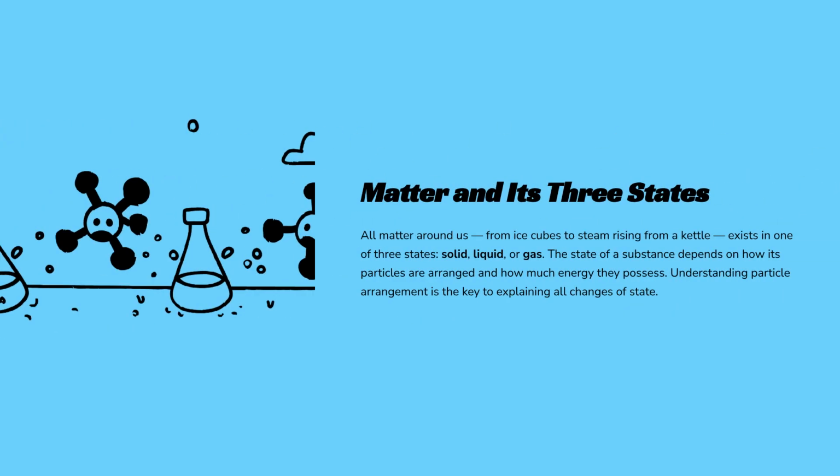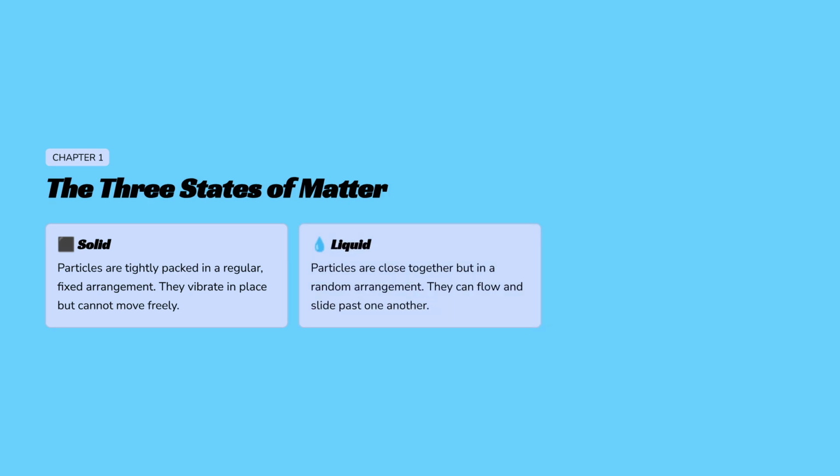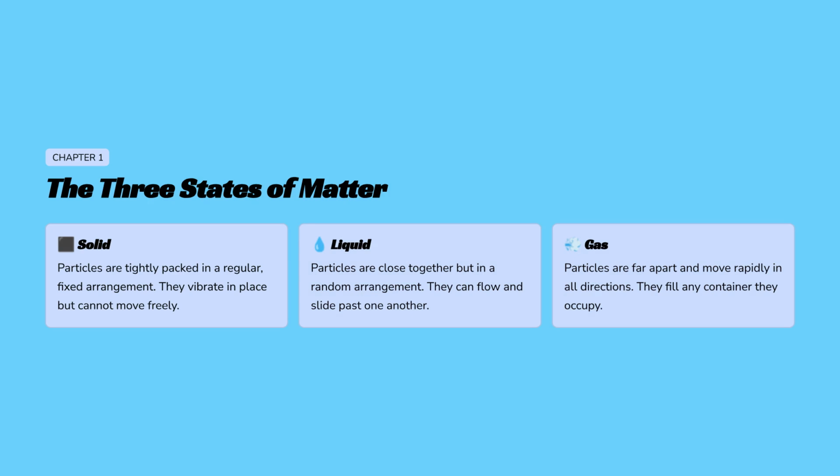Matter exists in one of 3 states: solid, liquid, or gas. A substance's state depends on its particle arrangement and energy. Understanding these arrangements is key to explaining changes of state. Particles in a solid are in a fixed, regular arrangement. In liquids, particles are close but disordered, allowing them to flow. In gases, particles are far apart and move rapidly.